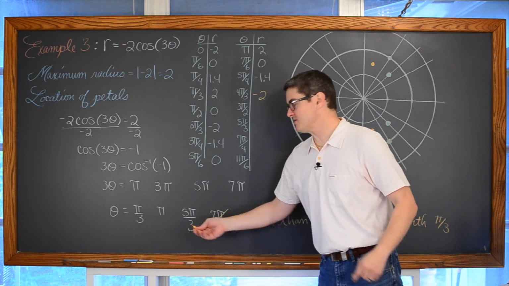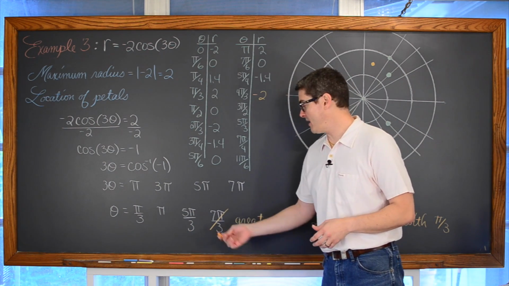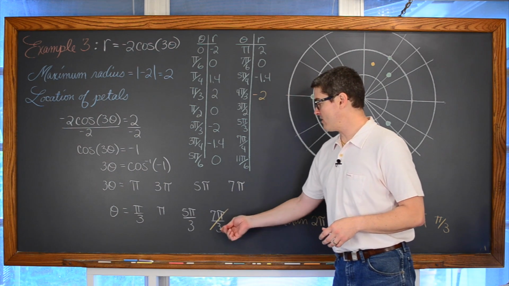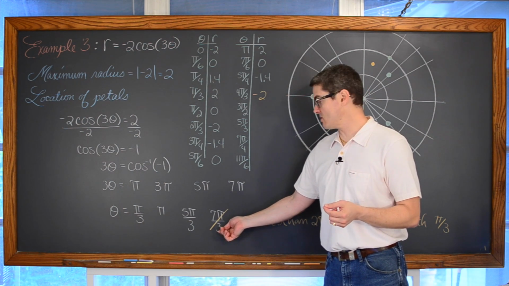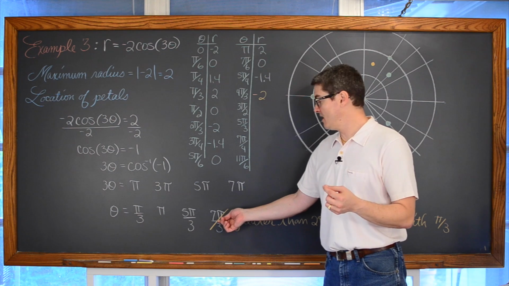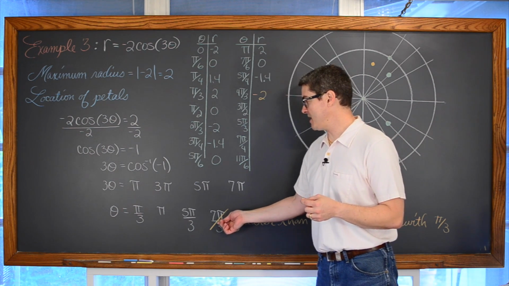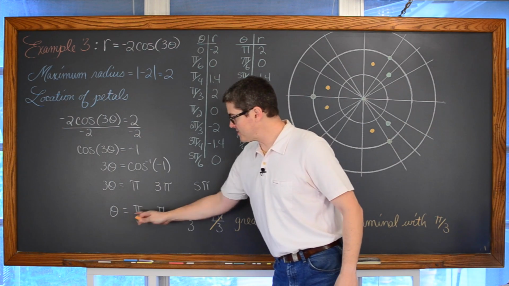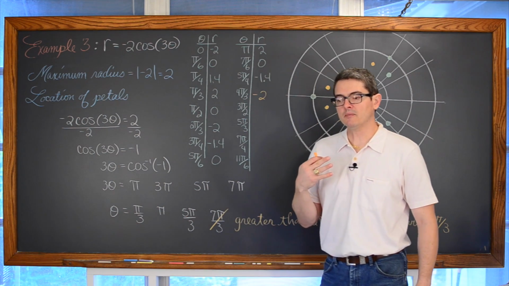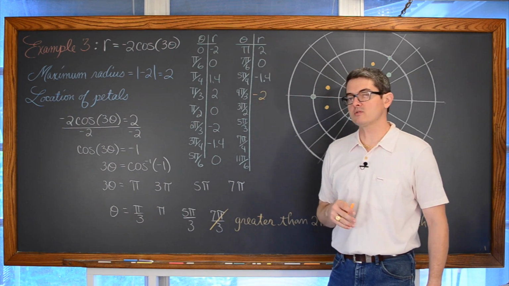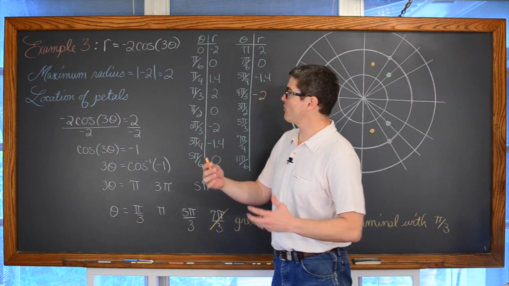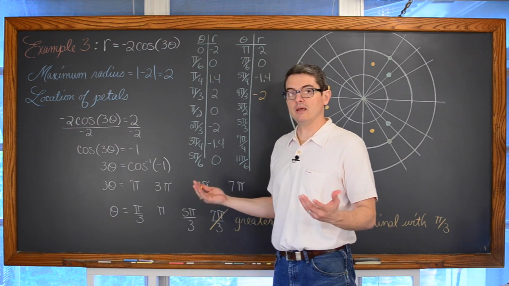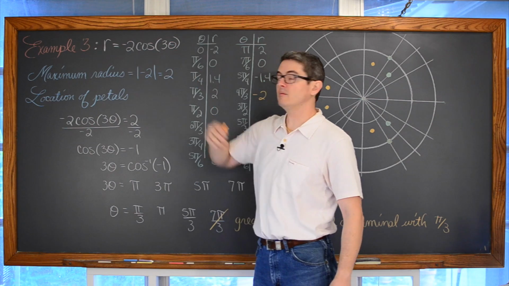So 5 pi over 3 is the smallest answer that's less than 2 pi. Continuing that pattern, we got 7 pi over 3 as our next answer, but that's bigger than 2 pi. And when you subtract 2 pi from this answer, you get back to pi over 3. So these three angle measures are where you're going to find those maximum radii of 2, or the endpoints of those three petals.